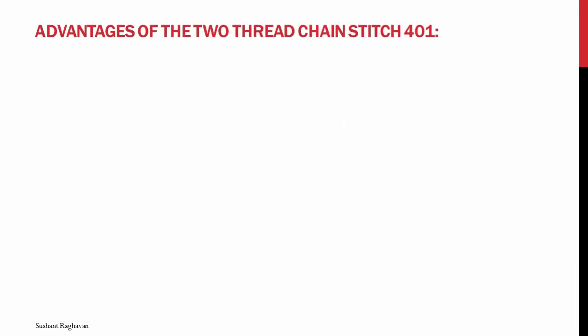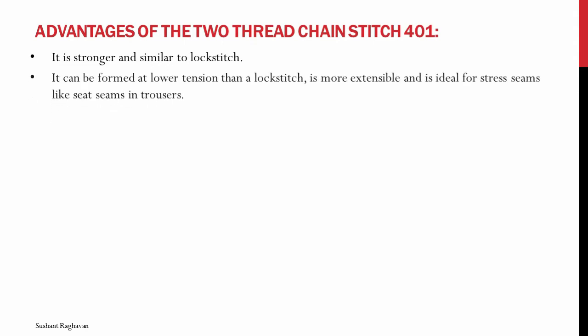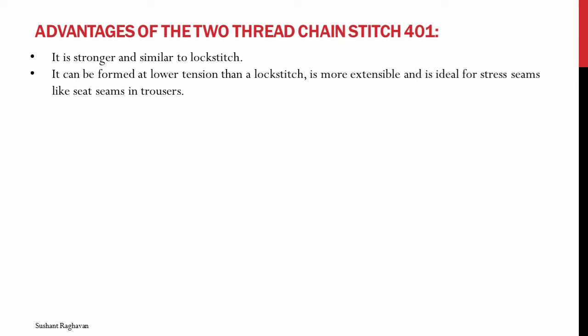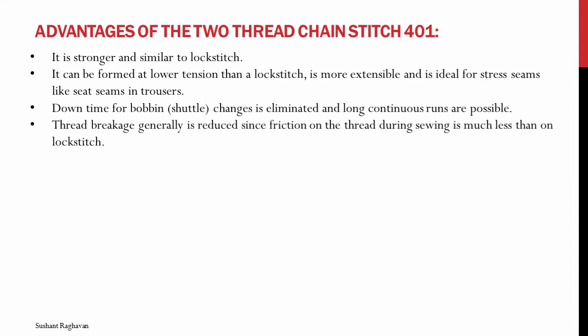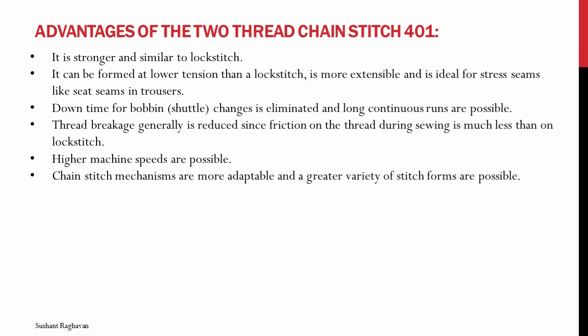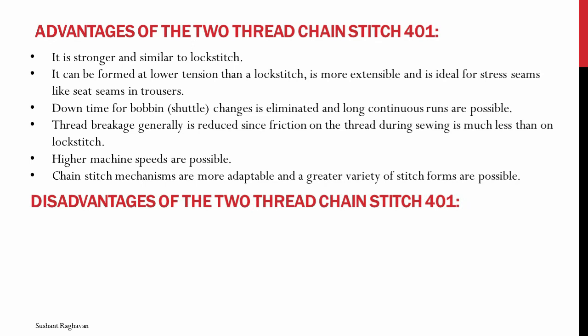Advantages of the two-thread chain stitch 401. It is stronger and similar to lock stitch. It can be formed at lower tension than a lock stitch, is more extensible, and is ideal for stress seams like seat seams in trousers. Downtime for bobbin shuttle changes is eliminated and long continuous runs are possible. Thread breakage generally is reduced since friction on the thread during sewing is much less than on lock stitch. Higher machine speeds are possible. Chain stitch mechanisms are more adaptable and a greater variety of stitch forms are possible.